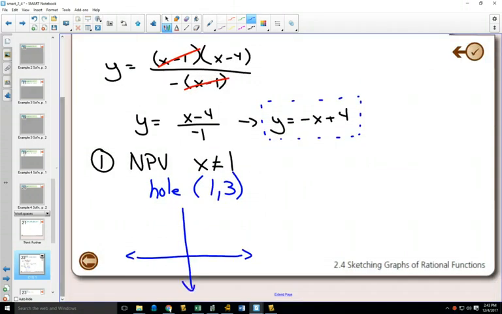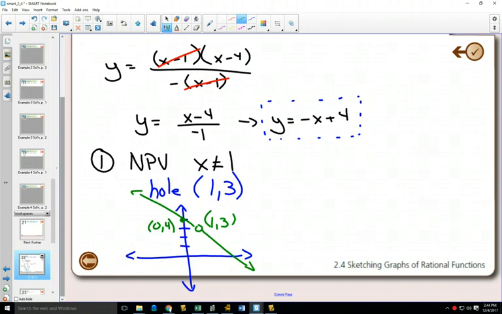This one will have no horizontal asymptotes, no oblique asymptotes, because you've just got negative x plus 4. So that has a y-intercept of 4, a slope of negative 1. We can add the hole, which is right here, 1, 3. We know that it goes through 0, 4. Slope of negative 1. This is what your graph will look like. And that's it.